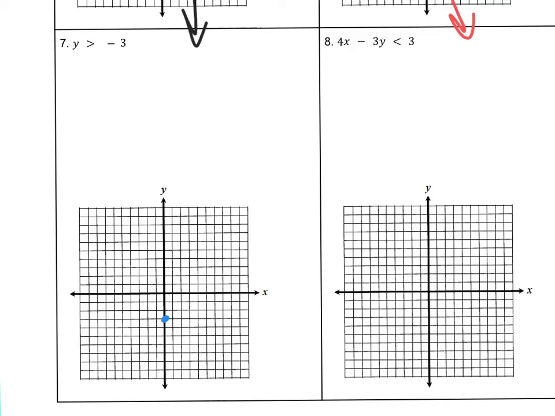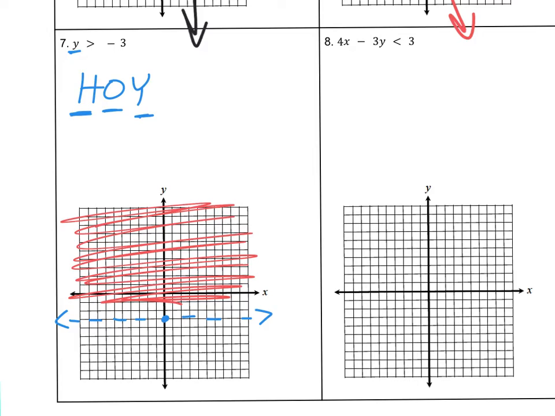Good, and then a horizontal line. What kind of line? Dash, right? Because it's just greater than, not greater than or equal to. Good. It started with y, so it was a HOY, right? Horizontal, 0 slope, y equals. But it's not y equals, it's y greater than, which means I'm shading up or down? Up. The values that are greater than are going to be shading up.